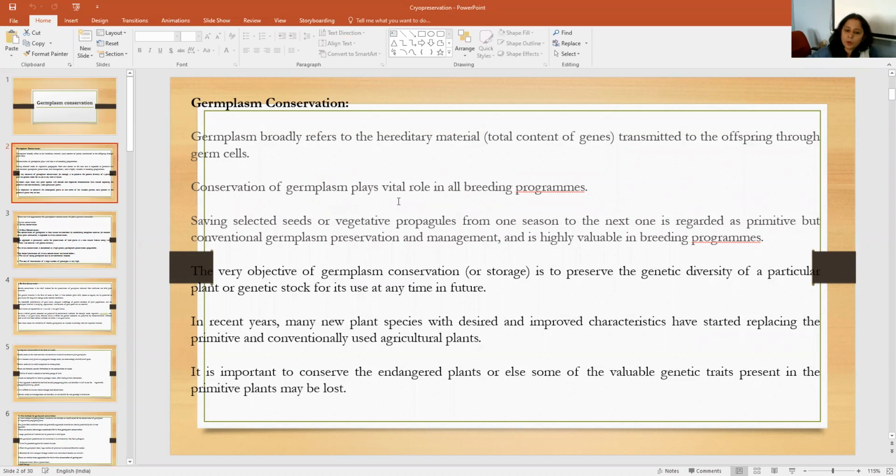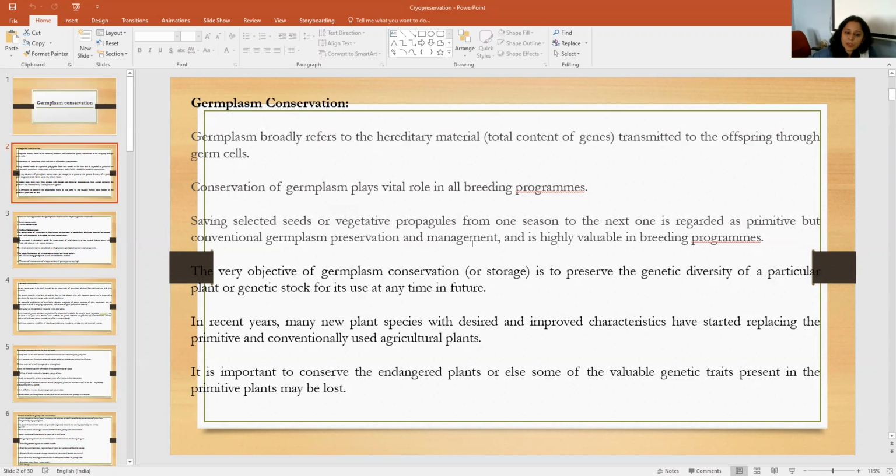Saving selected seeds or vegetative propagules from one season to the next is regarded as primitive but conventional germplasm preservation and management, and is highly valuable in breeding programs. The very objective of germplasm conservation or storage is to preserve the genetic diversity of a particular plant or genetic stock for its use at any time in future.